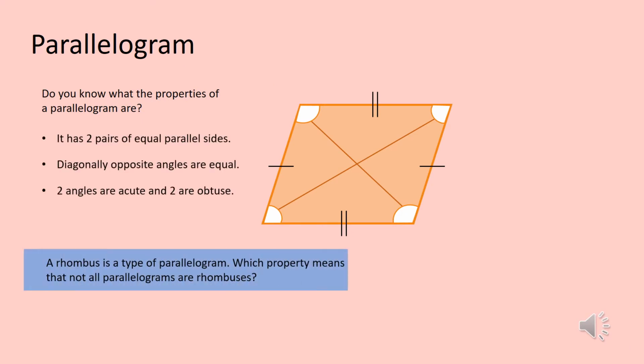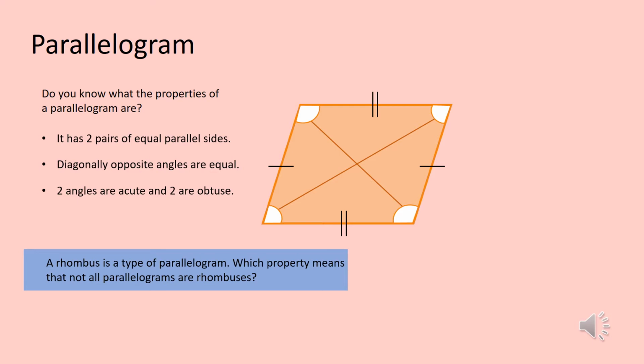Here we have a parallelogram. Now, like a square, does this parallelogram remind you of another shape? It's a bit like a rectangle, again tilted to the side a bit. So let's have a look at the properties. It has two pairs of equal parallel lines. Diagonally opposite angles are equal. It has two angles that are acute and two angles that are obtuse. A rhombus is a type of parallelogram.